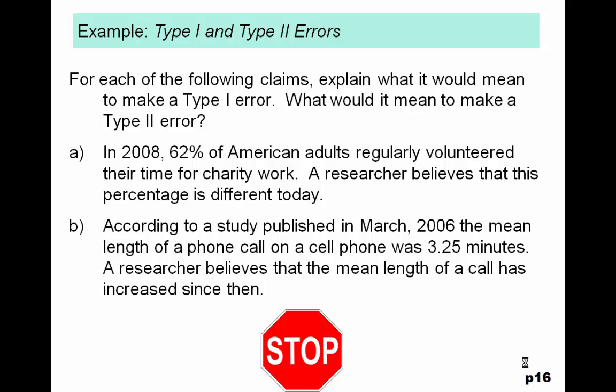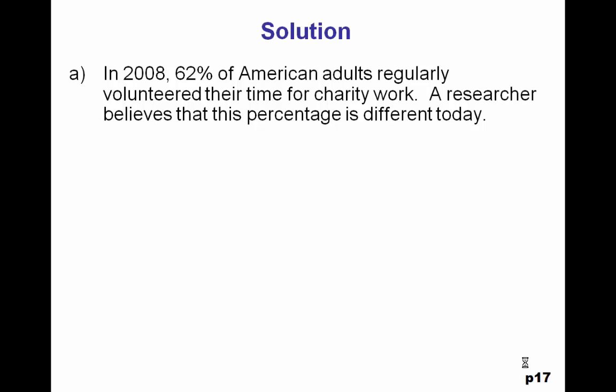For each of the following claims, explain what it would mean to make a type 1 error. What would it mean to make a type 2 error? Stop the video and consider these questions before looking at the solution on the next slide. In 2008, 62% of American adults regularly volunteered their time for charity work. A researcher believes this percentage is different today.